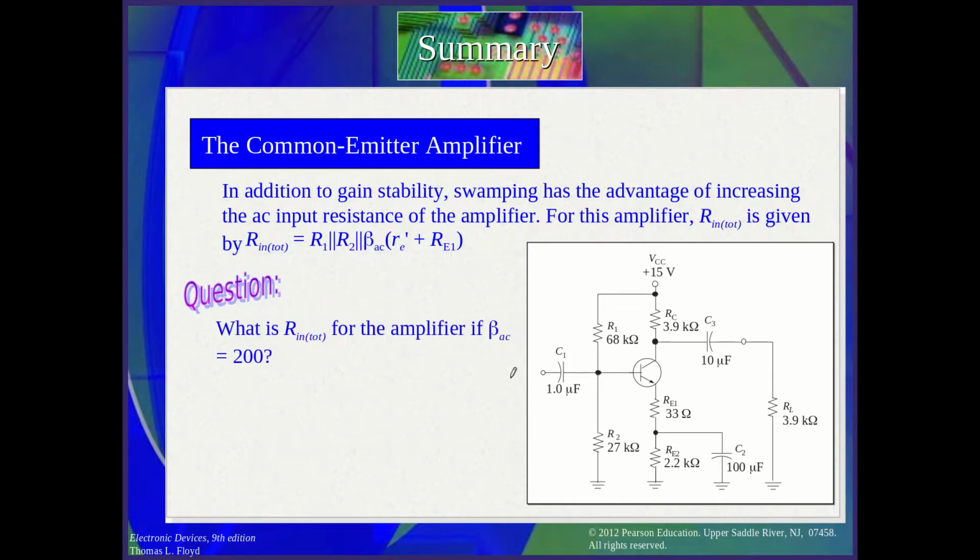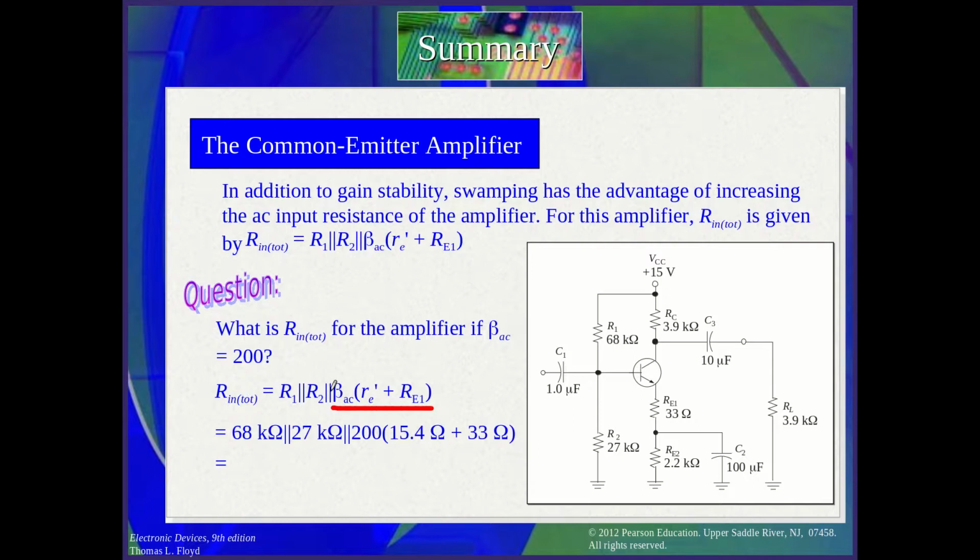So we calculate the R input. What is the resistance that the input sees here? He sees all this. So you take the parallel of R1, R2, and beta multiplied by RE dash plus RE1. This is as one circuit that's in parallel with R2 and in parallel with R1. Okay.